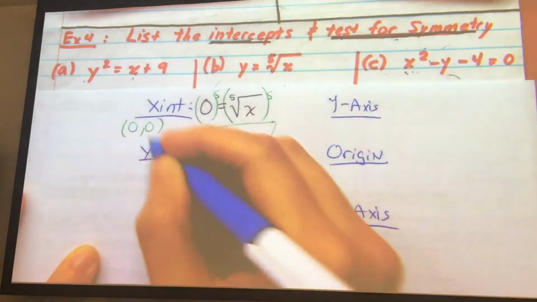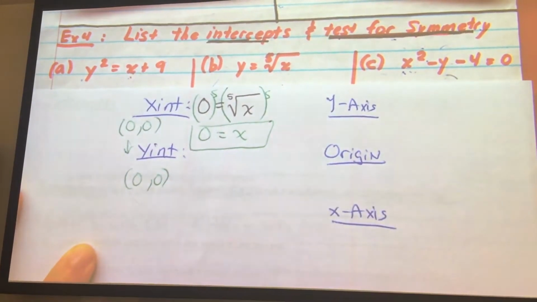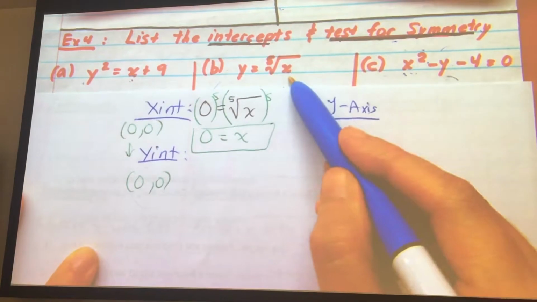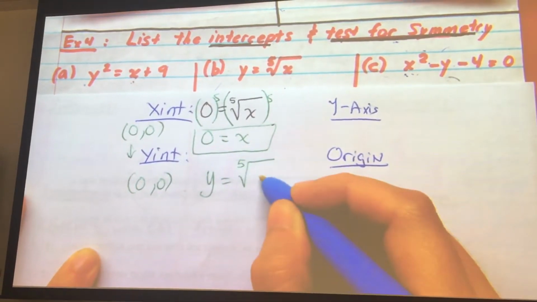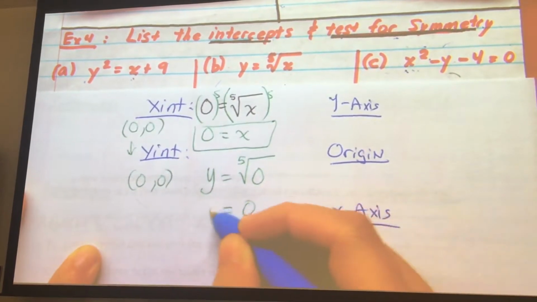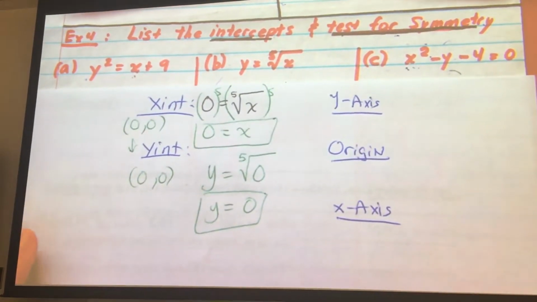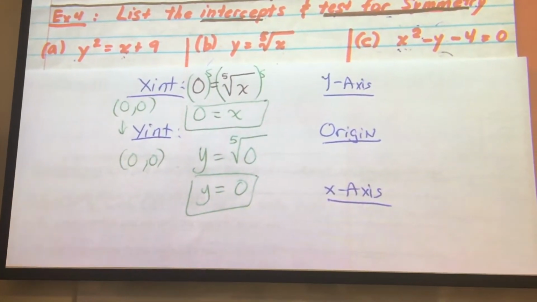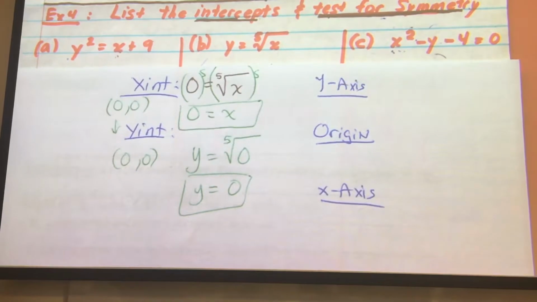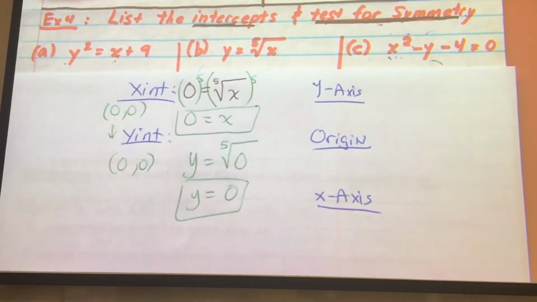But if that's my x-intercept, that's also my y-intercept. Now, how could you prove it if you wanted to? Replace x with 0. So y would equal the fifth root of 0, which is still 0. Okay, so you could prove it both ways if you'd like to be extra careful. But once you have one of them the origin, then the other one's the origin too. Okay. Now, let's talk symmetry. That's definitely the new concept today. Okay. So for symmetry here, remember, we're allowed to kill 2 birds with 1 stone.